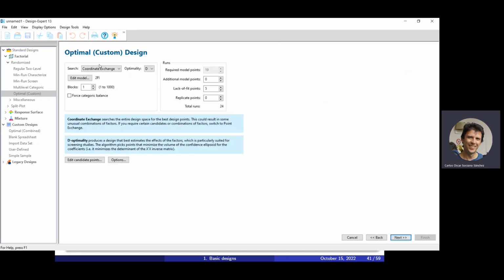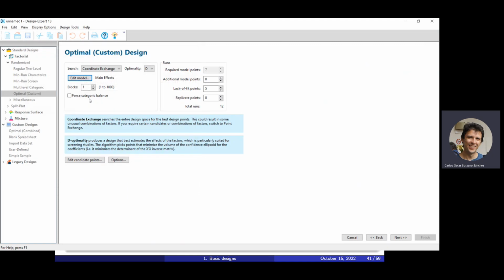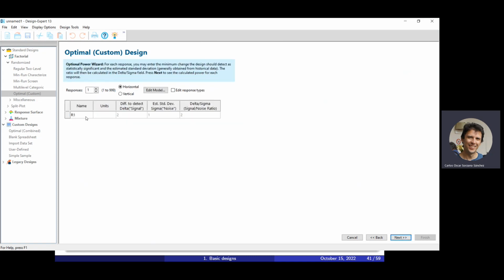Okay, so then we change the model, so we don't want the interactions because the first two are really blocks, so we don't want to compute the interaction between blocks among themselves or blocks and treatments. And then we can leave it as it is. And so let's see how many.